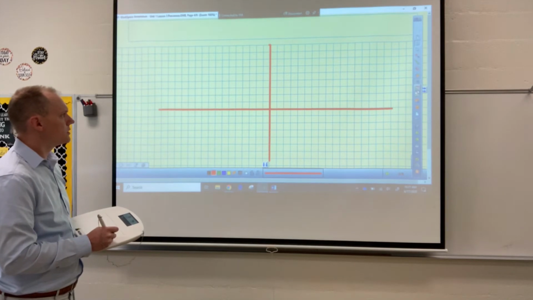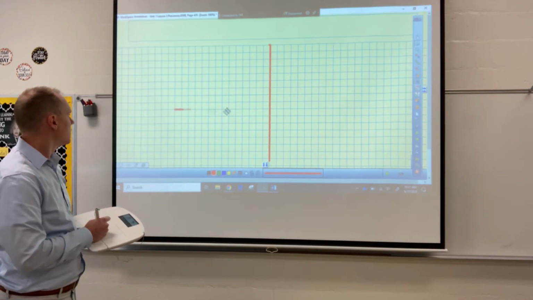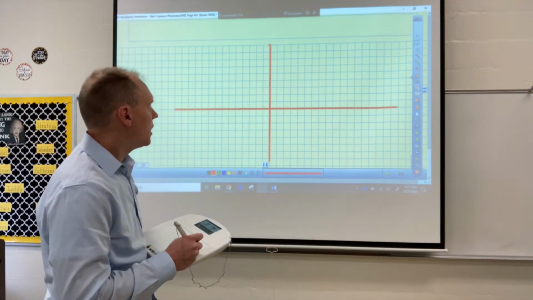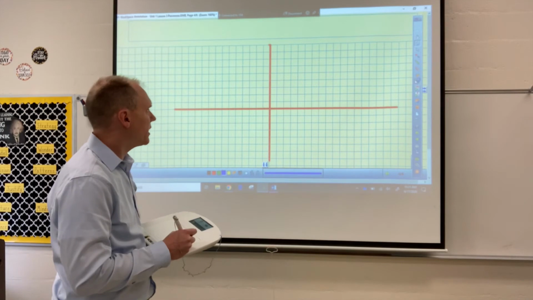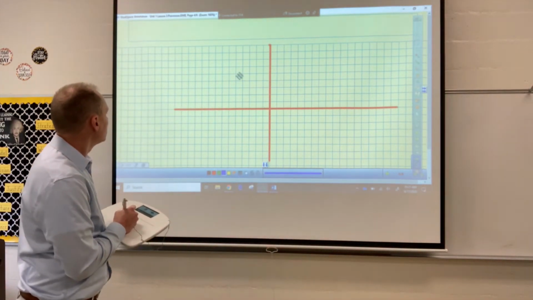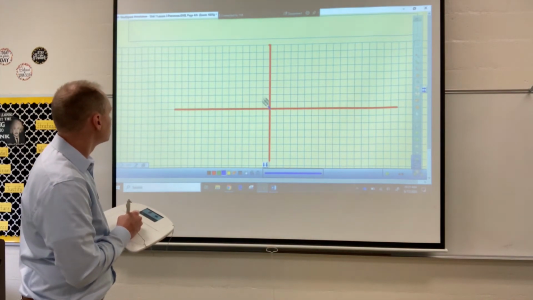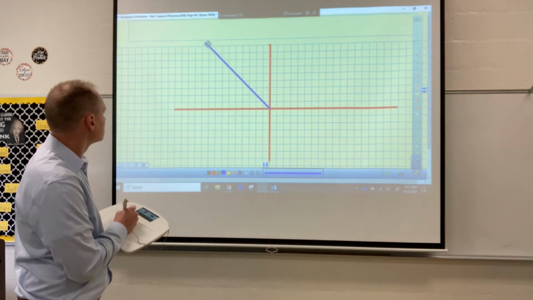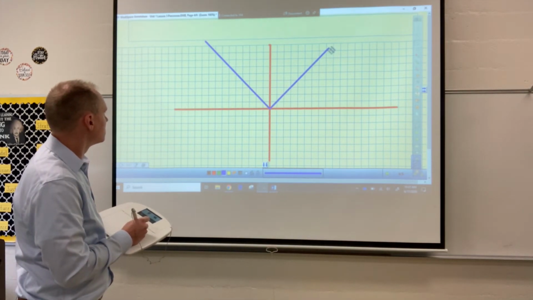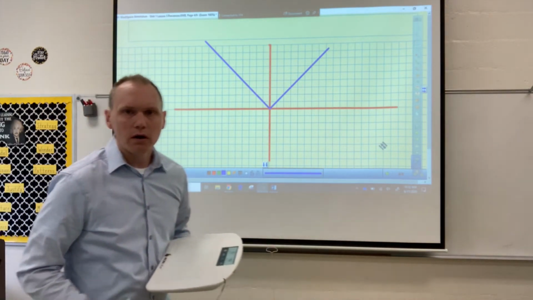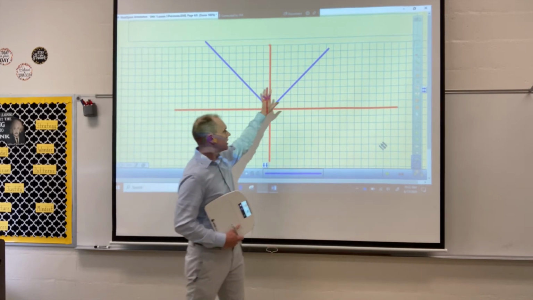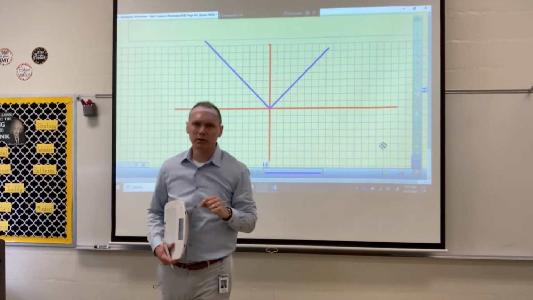So the typical absolute value function looks like a V, as we've talked about in previous videos. It looks like a V shape. And the parent function, or the most simplistic version of an absolute value function, looks something like this, where the left side has a slope of -1, the right side has a slope of +1.